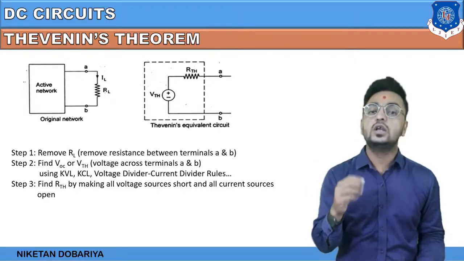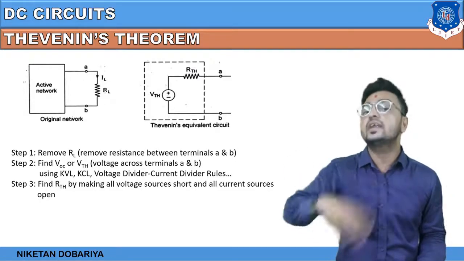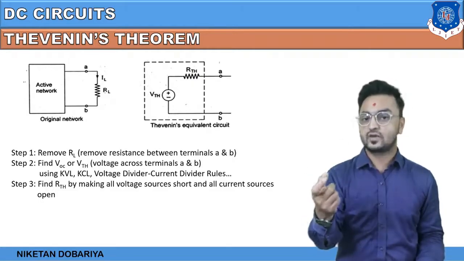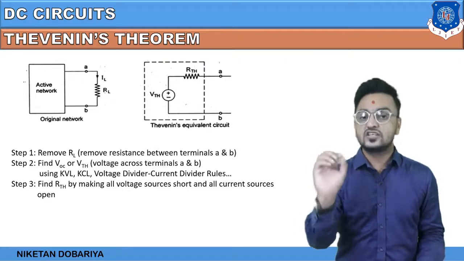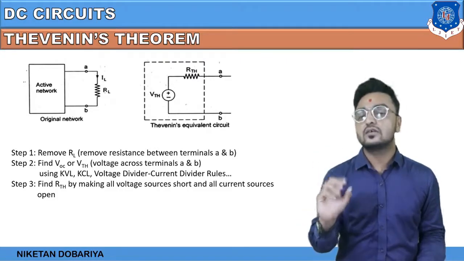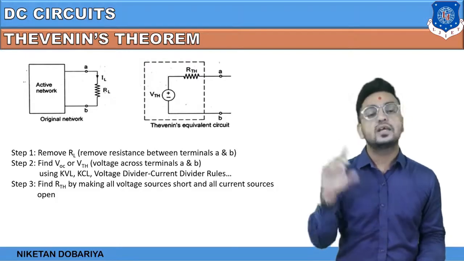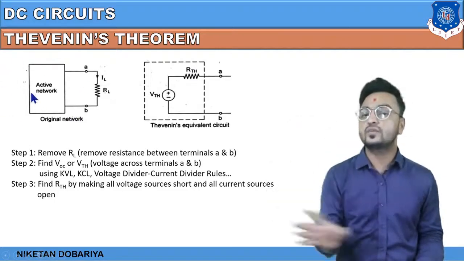Same way, when we remove any current source, we replace it by an open circuit. Why? Because we are considering that the internal resistance of a current source is almost infinite, and that's why we replace it by an open circuit. So by considering this, we will remove all sources from this given network.